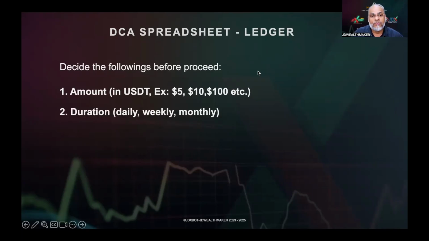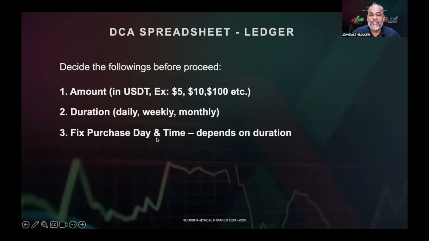Number two, duration. Do you want to do DCA daily, weekly, or monthly? You have to fix all these things. You cannot change along the way. You have to fix it and follow through according to your plan. This is the most important thing. The reason why so many people fail is because they plan well. They plan 100%, but they only do 20%. They don't follow through on their plan until it is complete. That is the reason why many people don't do well in crypto. So you decide the duration.